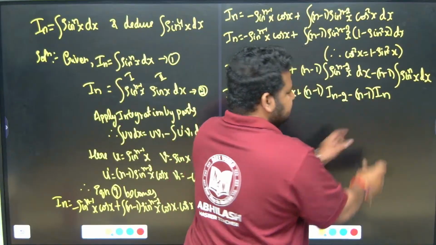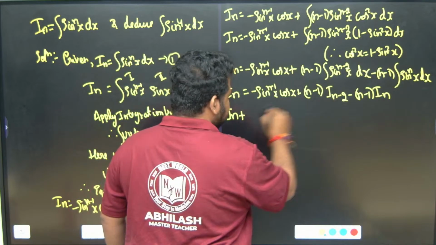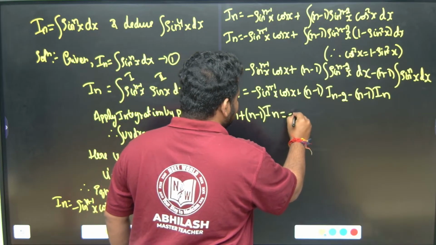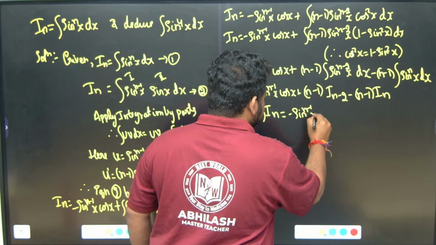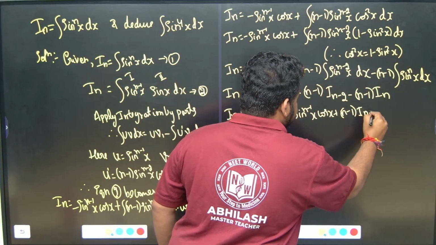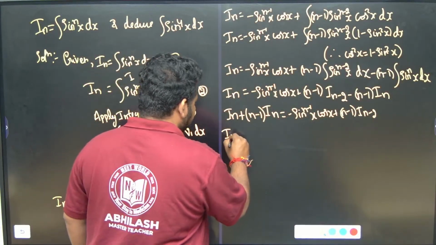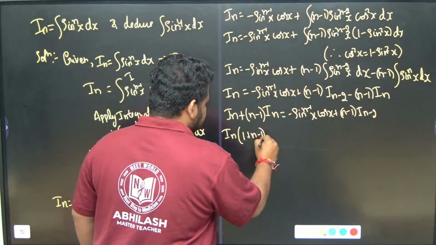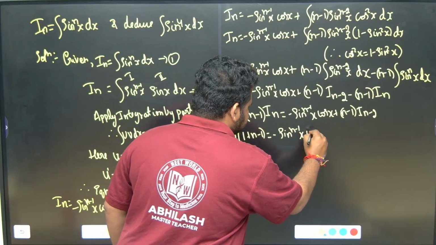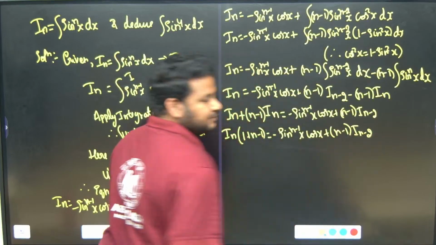Let me bring this to the LHS. This will become I_n plus (n-1) I_n is equal to minus sin^(n-1) x cos x plus (n-1) I_(n-2). Don't write plus C, we have not integrated. If I take I_n common, this will become (1 + n - 1) I_n equal to minus sin^(n-1) x cos x plus (n-1) I_(n-2).